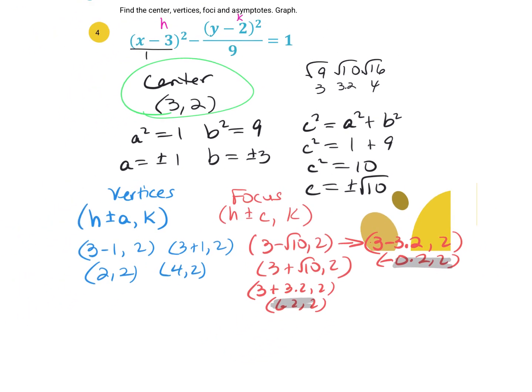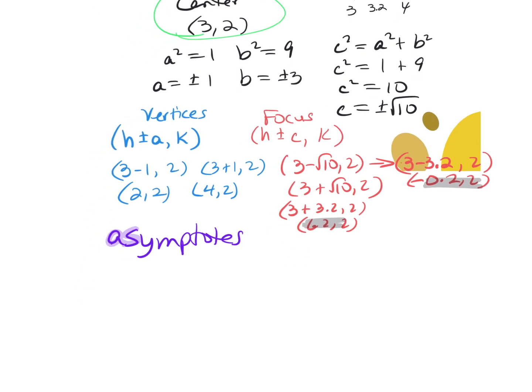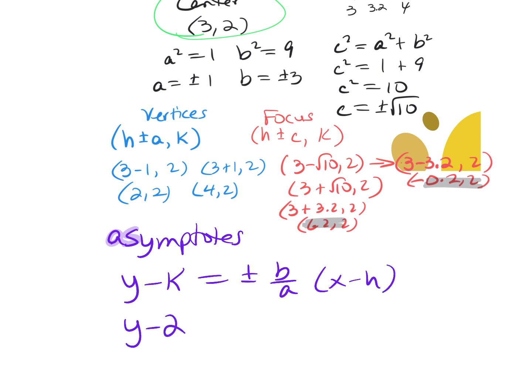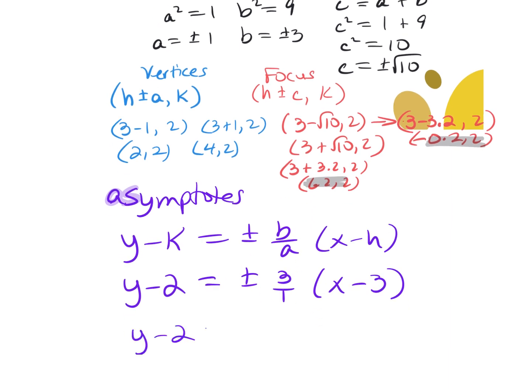The next thing I need to do is find the asymptotes. So my asymptotes are going to be y minus k equals plus or minus b over a, and then x minus h. So again, my k value was 2. My b value is 3. My a value was 1. And then x minus 3. So my slope here now is plus and minus 3.